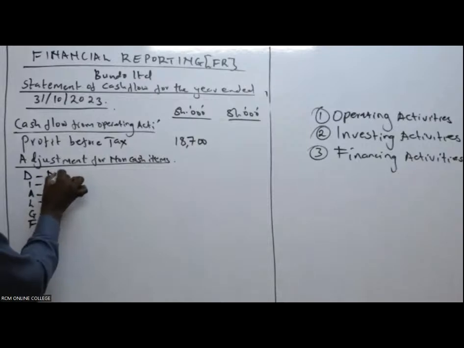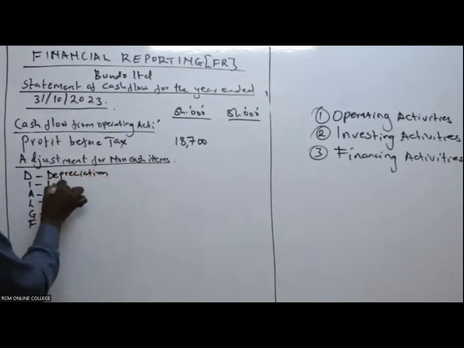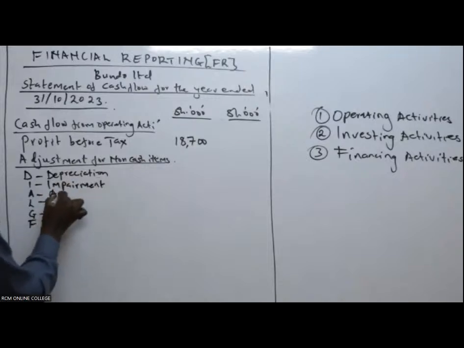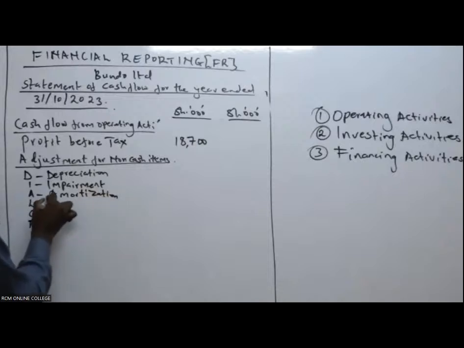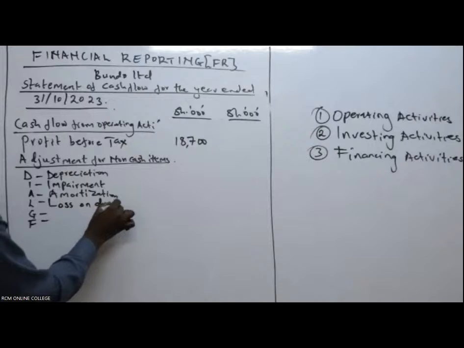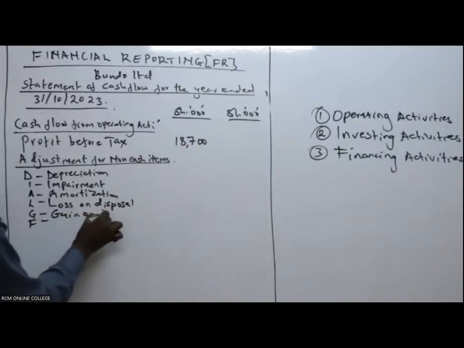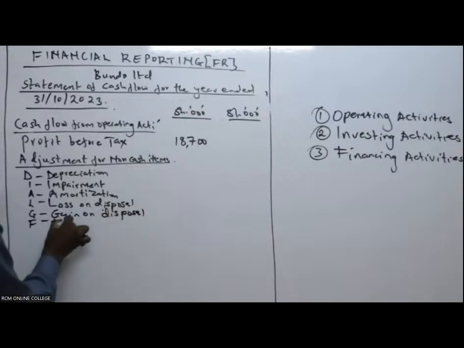Where D stands for depreciation, I stands for impairment, A stands for amortization, L stands for loss on disposal, G stands for gain on disposal, of course disposal of assets, and then F stands for finance cost. Finance cost is the same as the interest paid.